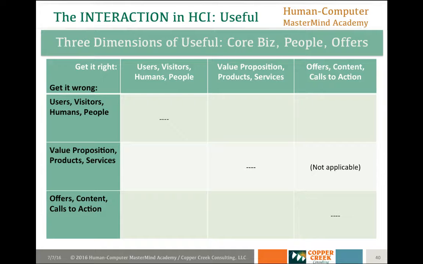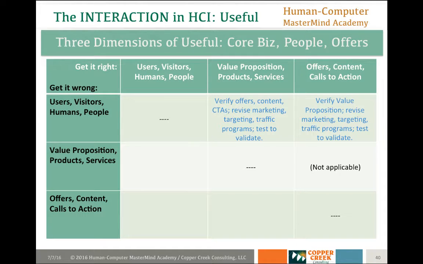So let's walk through this. For each of these three, this table here looks at the possible combinations of getting those three right, which is really across the top row, or potentially getting them wrong, which is down the left column. And here are the key insights in looking at this approach.